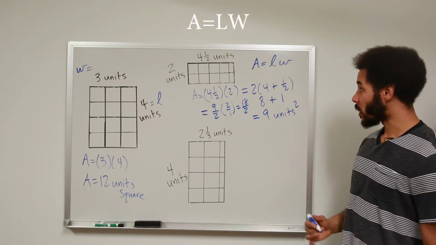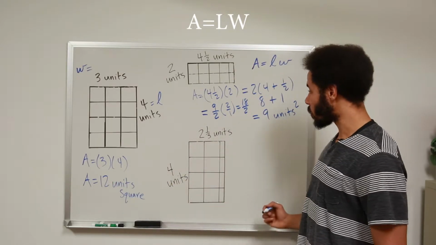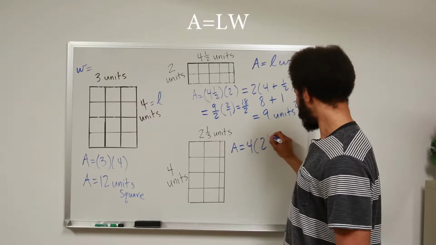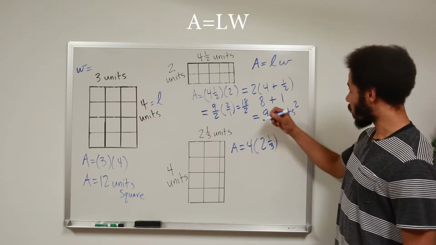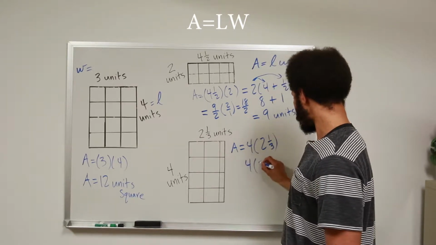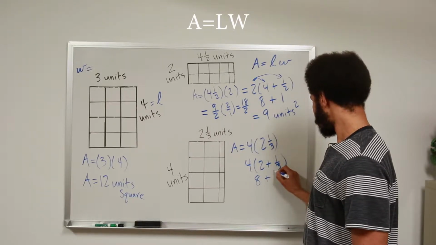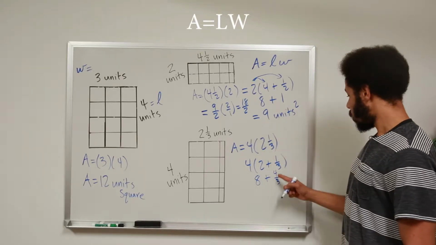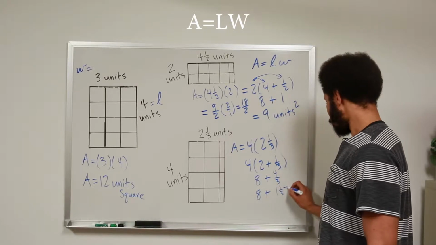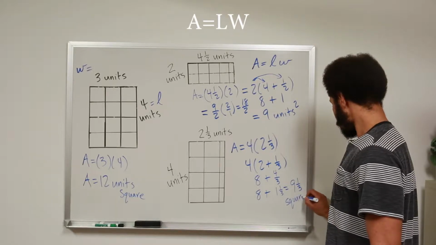When we work with real world spaces, rarely do we always get an exact whole number like this. Here's an example of something we might see. In this case, area equals 4 times 2 1/3. If we utilize the distributive property the same way we did here for the second one, we would say 4 times 2 plus 1/3. That is 8 plus 4/3. 4/3 is the same as 1 1/3. 8 plus 1 1/3 equals 9 1/3 square units.